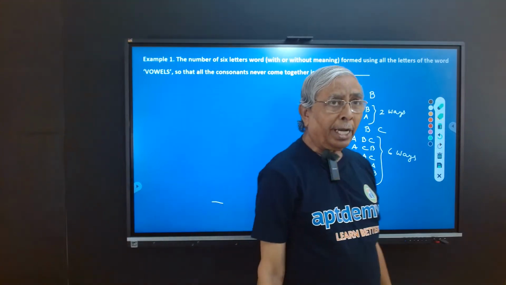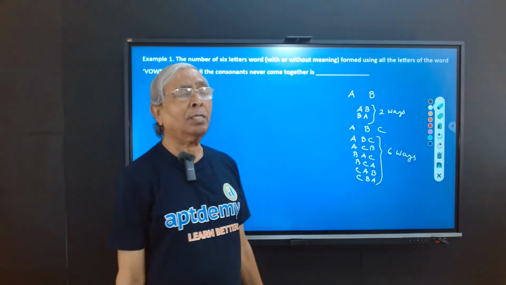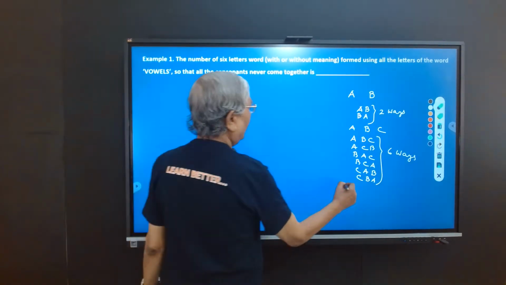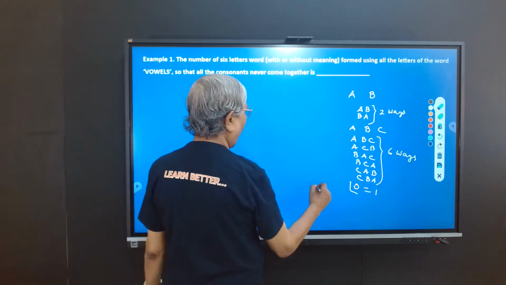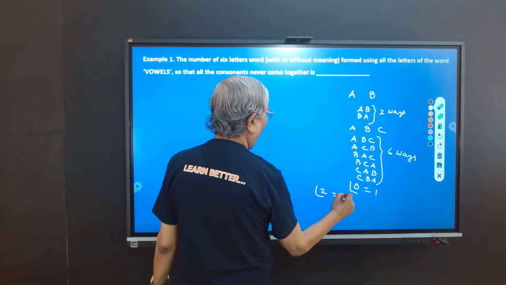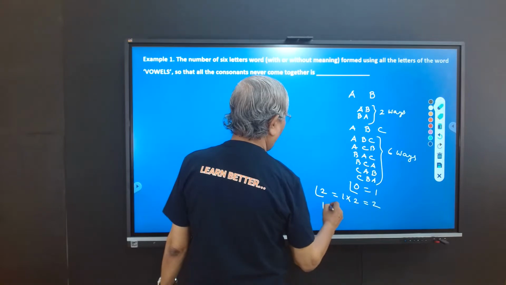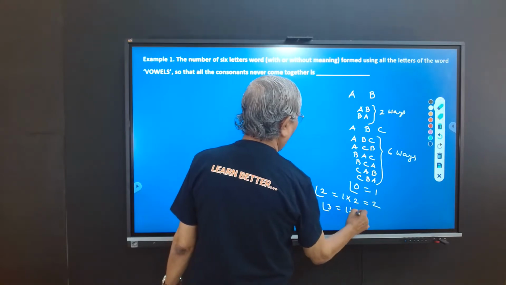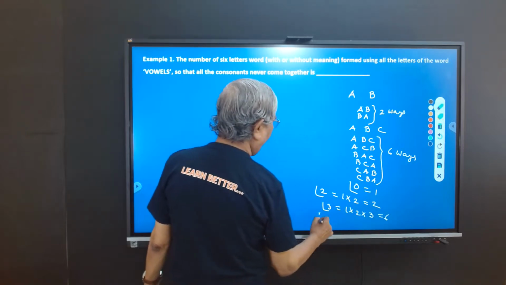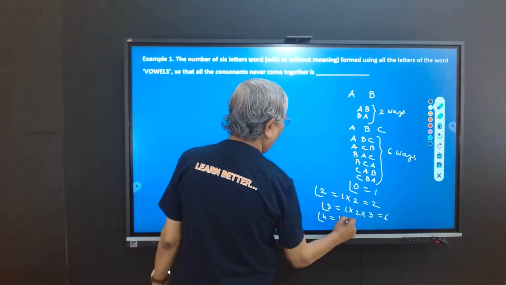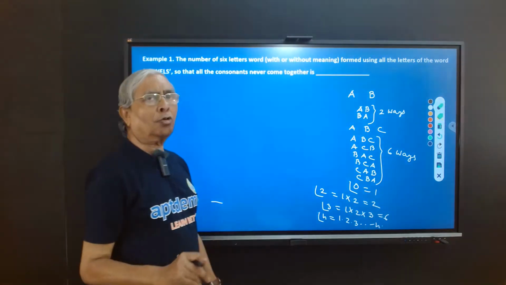Now we introduce a notation which is known as factorial notation. What is the factorial notation? We assume that factorial 0 is equal to 1. And what is factorial 2? Factorial 2 means 1 into 2. The value of factorial 2 is 2. What is factorial 3? Factorial 3 is 1 into 2 into 3, that is 6. So factorial n is 1 into 2 into 3 up to n. This is the factorial notation.